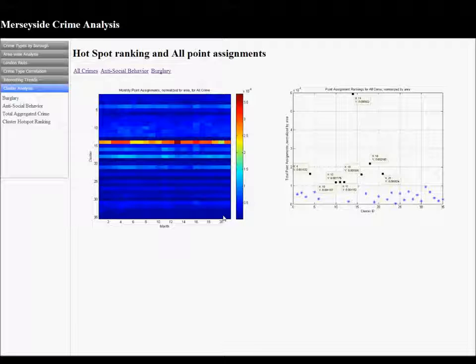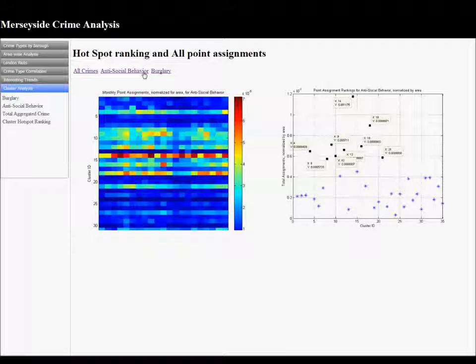This allows global trends, such as global increases, decreases, spikes, or troughs in the overall crime in Merseyside for specific crime types relative to their cluster areas, to be seen. Paired with this are the point assignment rankings for each crime type. These point assignment rankings demonstrate the areas or clusters which have the most crime of that crime type per unit area.